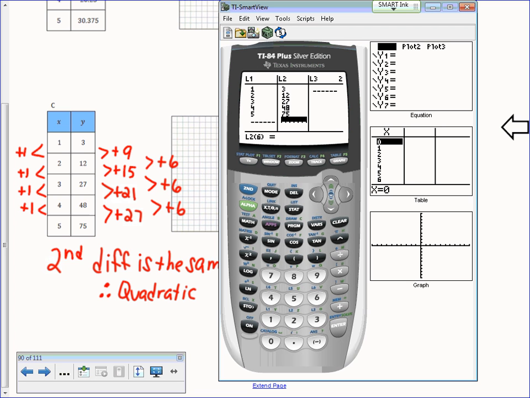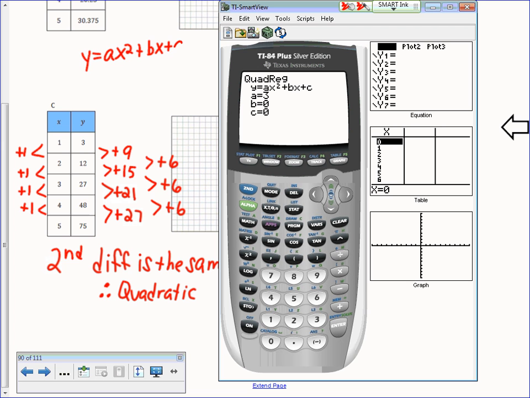Now what I'm going to do is go under stat calc. And I know it's a quadratic, so I'm going to go under number 5, which says quad regression. And I'm going to hit enter. And this is what it is telling me. It is telling me y is equal to ax squared plus bx plus c. A is equal to 3, b is equal to 0, and c is equal to 0. So when I substitute that in, I get y is equal to 3x squared plus 0x plus 0, which is the same thing as y is equal to 3x squared.